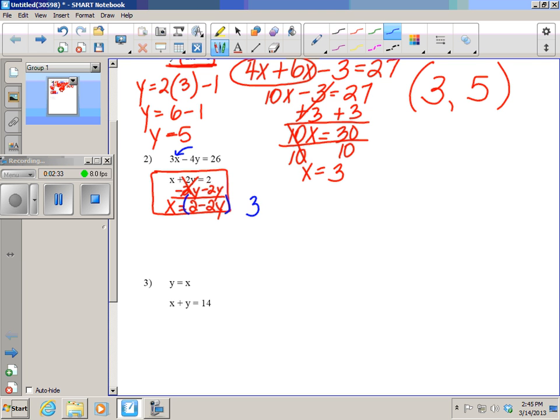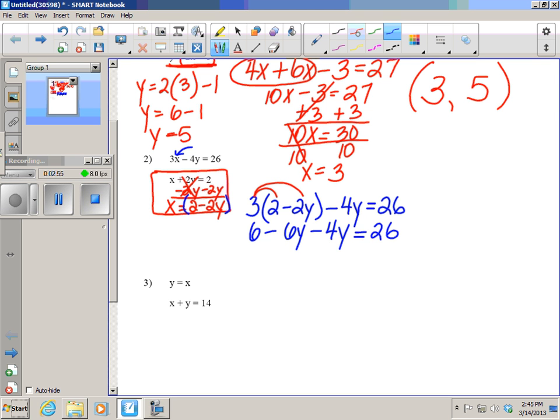So I have 3 times x, which is now 2 minus 2y, minus 4y equals 26. I'm going to use my solving equations steps by distributing the 3 and getting 6 minus 6y minus 4y equals 26. Combine like terms of negative 6y minus 4y. So I have 6 minus 10y equals 26. Subtract 6 from both sides. So negative 10y equals 20.